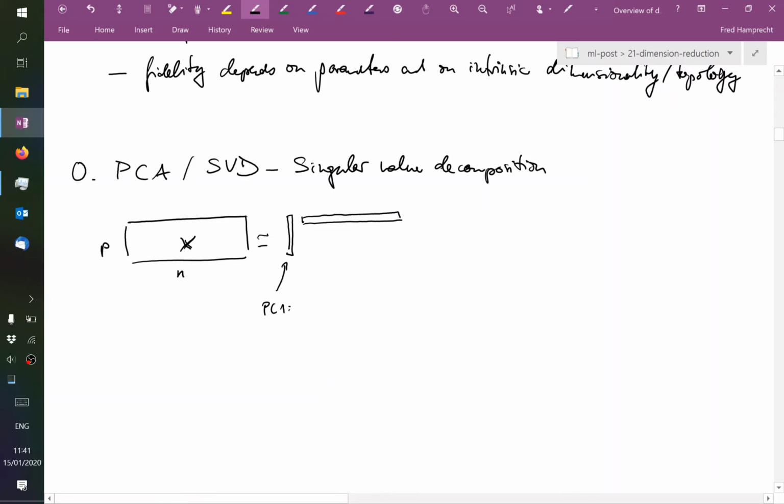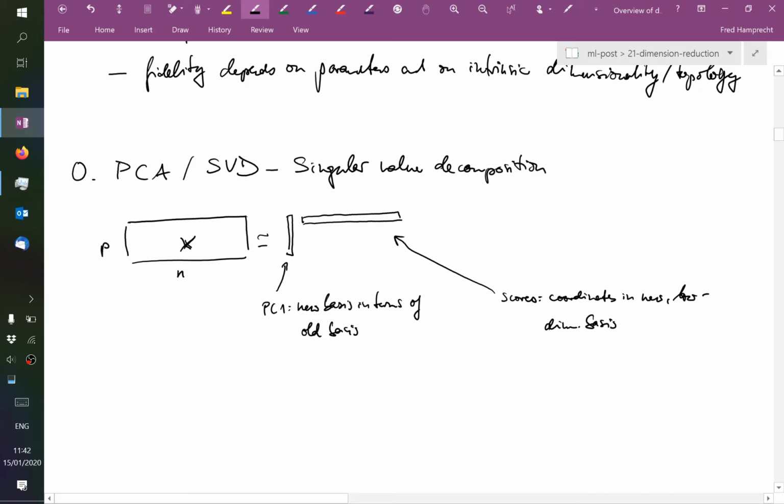So the principal component, this is the new basis in terms of the old basis, and the other thing, in the PCA literature, this is sometimes called the scores. These are the coordinates in the new low-dimensional basis. So when I say my new low-dimensional basis consists of just a single principal component, it is information where on this principal component do I sit.